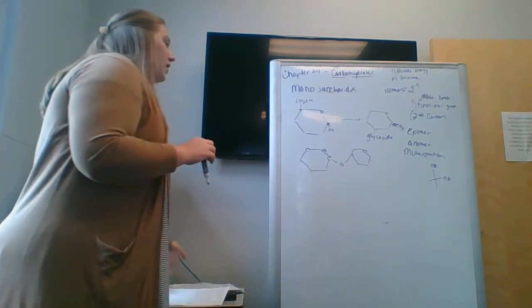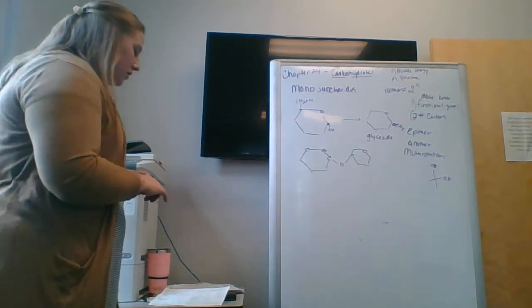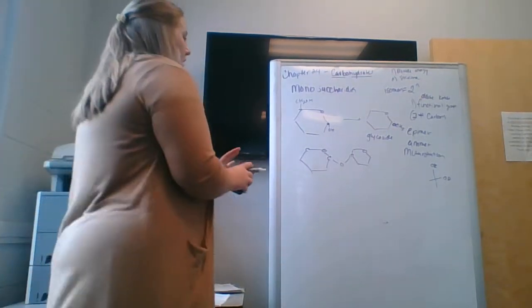But essentially what we've done is we've closed the ring. It can no longer go through mutarotation. And this is really important when we're talking about reducing sugars.